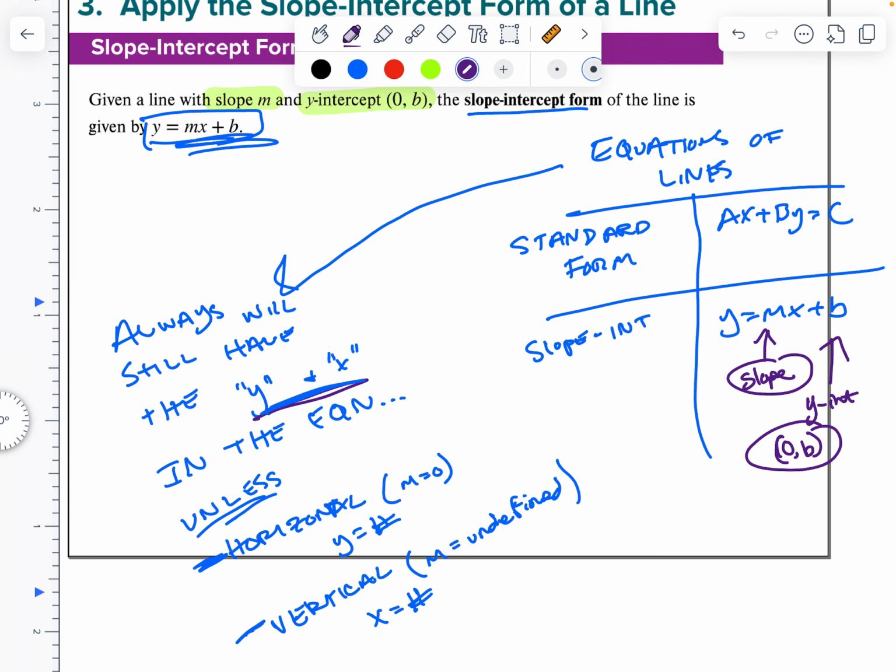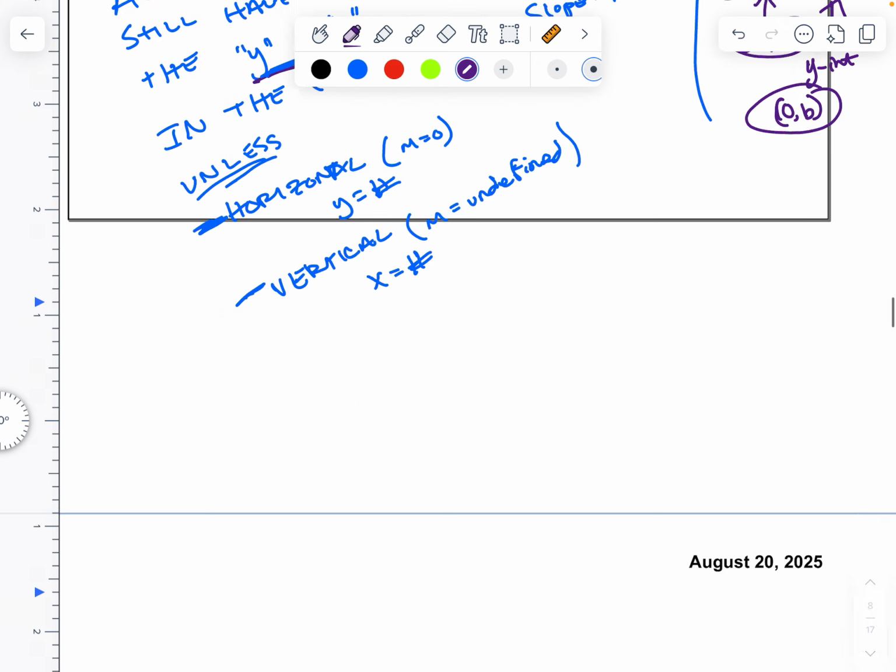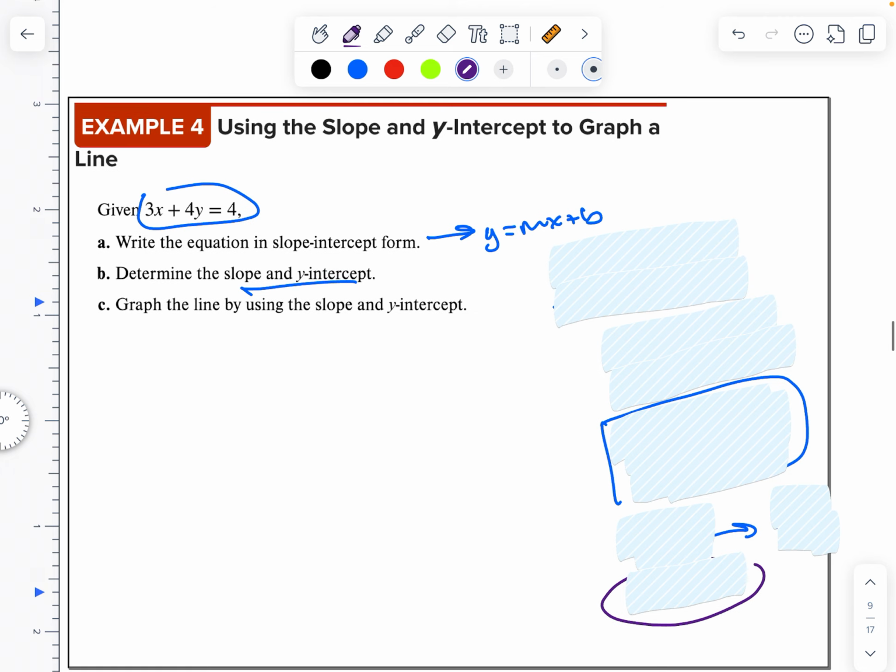This one, again, I said every form has its own perks, right? And it has its own downfalls. The perk of this one is that you can see the slope, you can see the y-intercept within the formula. All I have to do is go and plot that y-intercept, use the slope to find my next point. It's a little bit harder with this form to find both the x and the y-intercept, right? Let's see some examples of this. Use the slope and the y-intercept to graph.